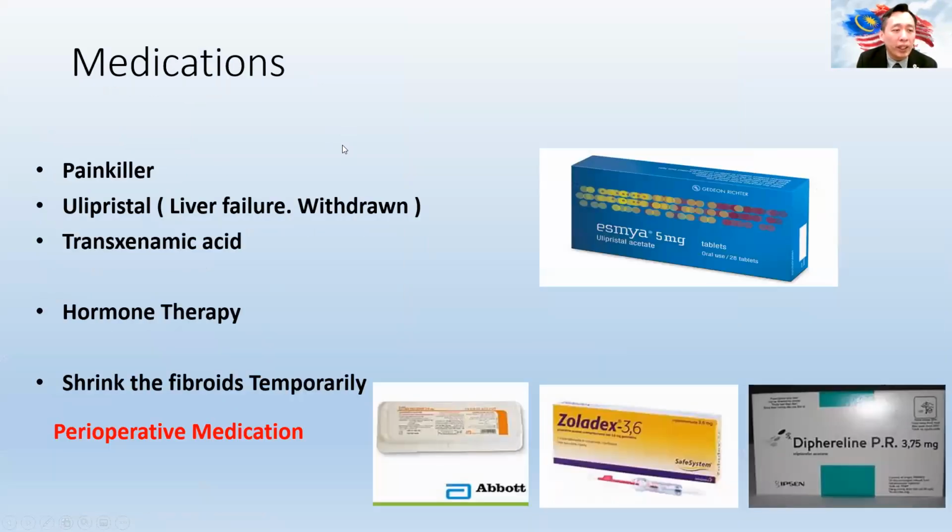For medication, painkillers. Ulipristal has been withdrawn from the market because it caused liver failure. Other than that, you can start tranexamic acid and some hormone therapy like COCP. Zoladex, Lucrin, and danazol are peri-operative medications to reduce the size of the fibroid before the operation, from laparotomy to laparoscopy, from a bigger wound to a smaller wound. So it helps us shrink the fibroid.